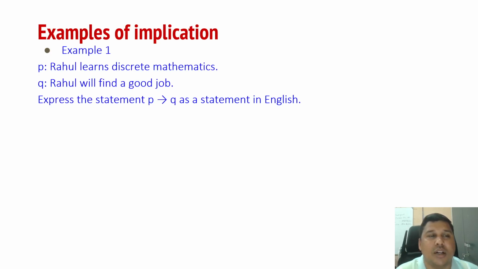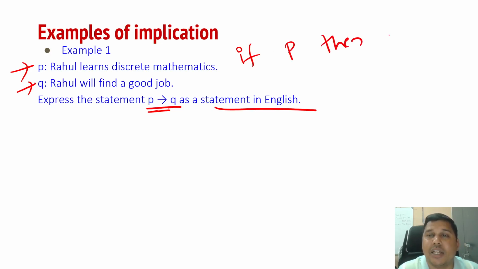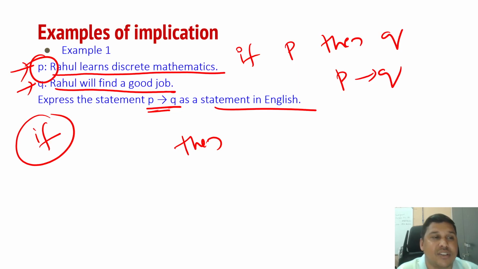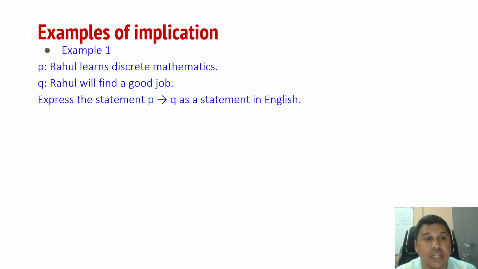Examples of implication. P: Rahul learns discrete mathematics. Q: Rahul will find a good job. You have two statements here, P and Q. Express the statement P implies Q as a statement in English. How to do that? The basic case is, if P then Q means P implies Q. So the answer is: if Rahul learns discrete mathematics, then Rahul will find a good job. Just include "if" in front of the first statement and "then" in front of the second statement.